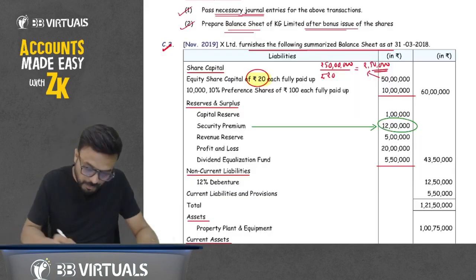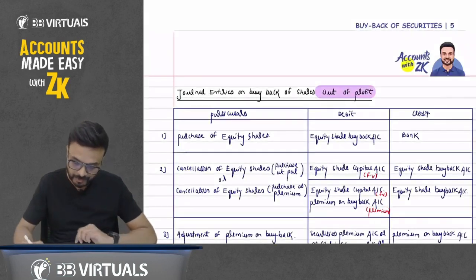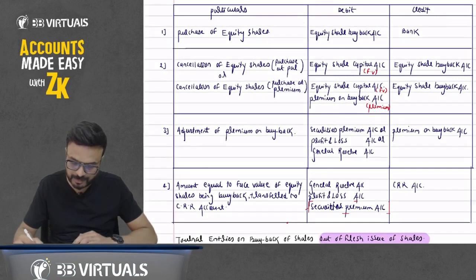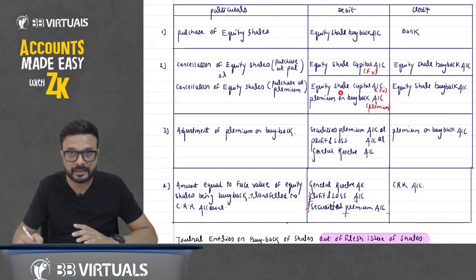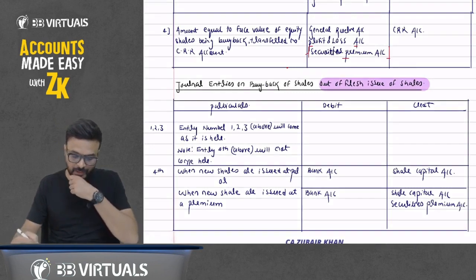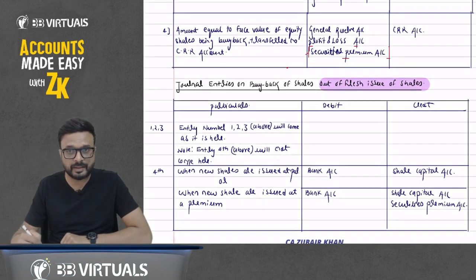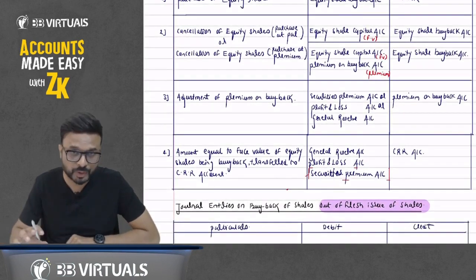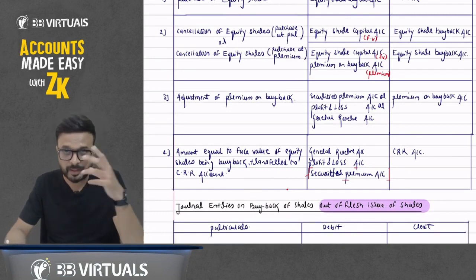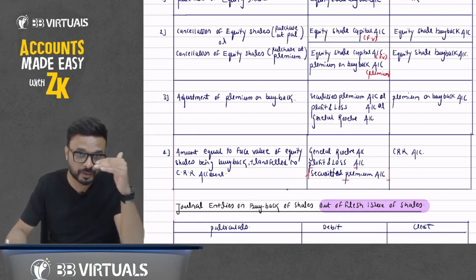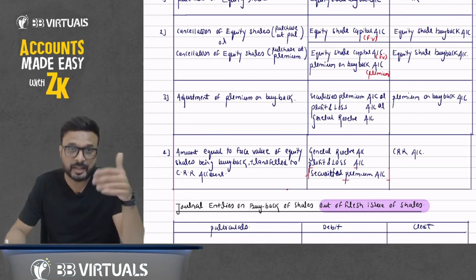Now very important. We have passed an entry for purchase of buyback equity shares, then the cancellation entry, and then the entry for adjustment of premium on buyback. In this question there is also an issue of shares, which we issued at par, so bank account debit to preference capital. Some portion of buyback is out of profit. It can be 100% out of fresh issue of shares, 100% out of profit, or a combination of both. Here it is a combination of both.